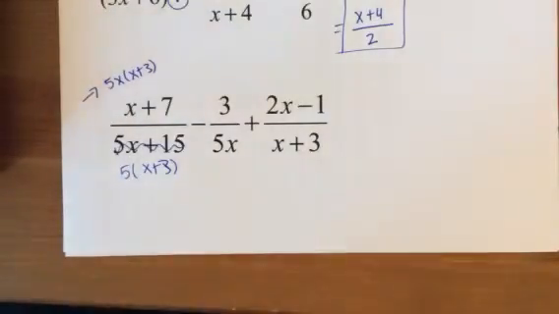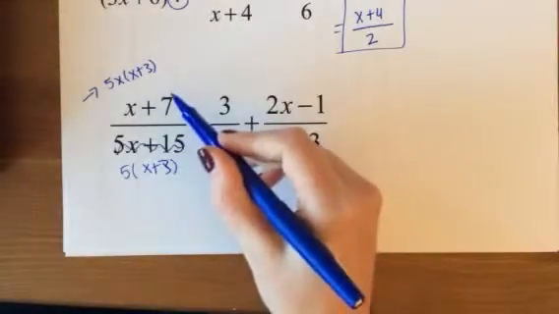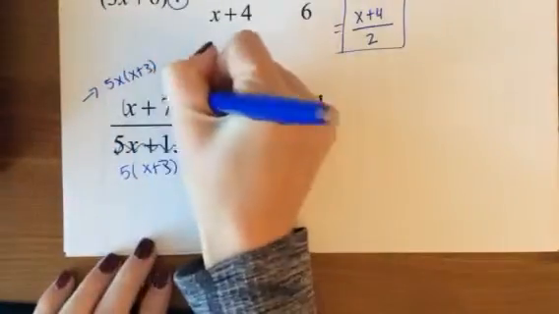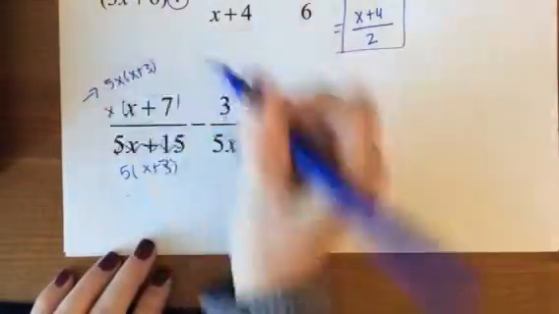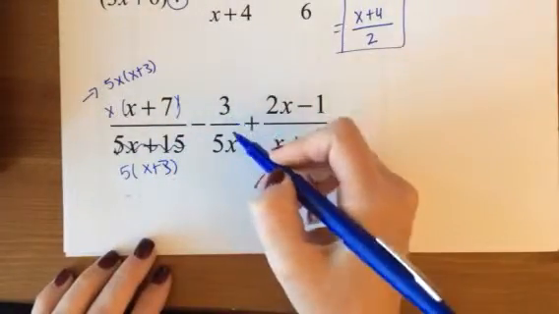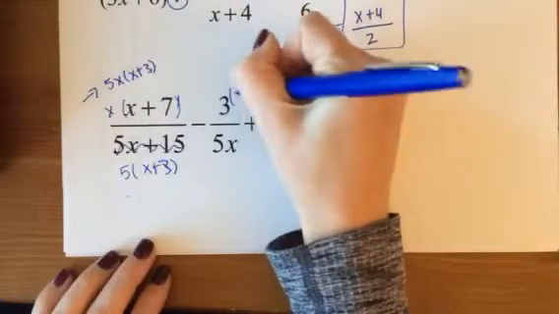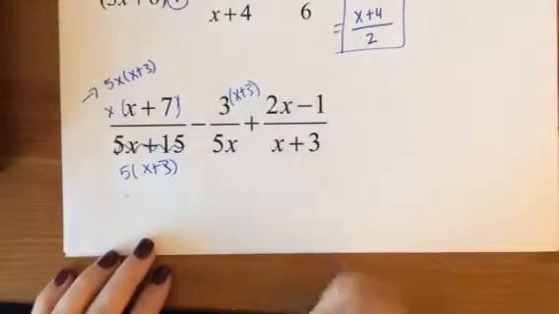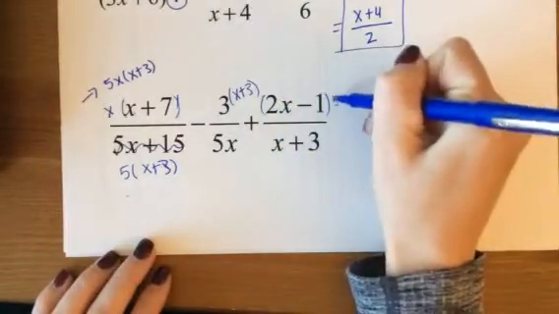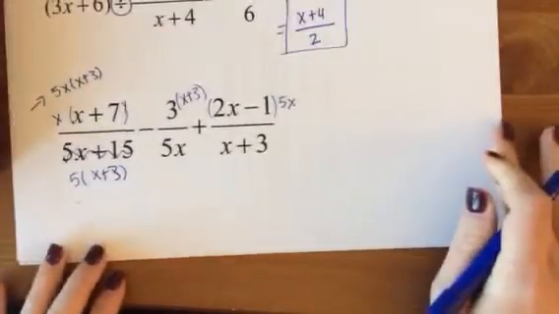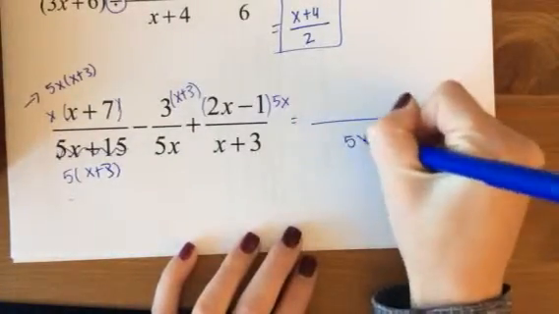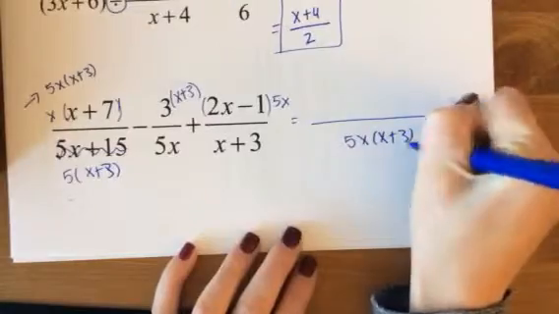Now I'm going to think, what do I want to multiply my numerators by to make my denominator match this? Well, for the first one, I am missing an x in here, so I'm going to multiply my numerator by an x. And the second one, I'm missing the x plus 3, so I'm going to multiply my numerator by x plus 3. And in my last one, I'm missing the 5x, so I'm going to multiply my numerator by 5x. So now, this is all going to be over 5x times x plus 3.